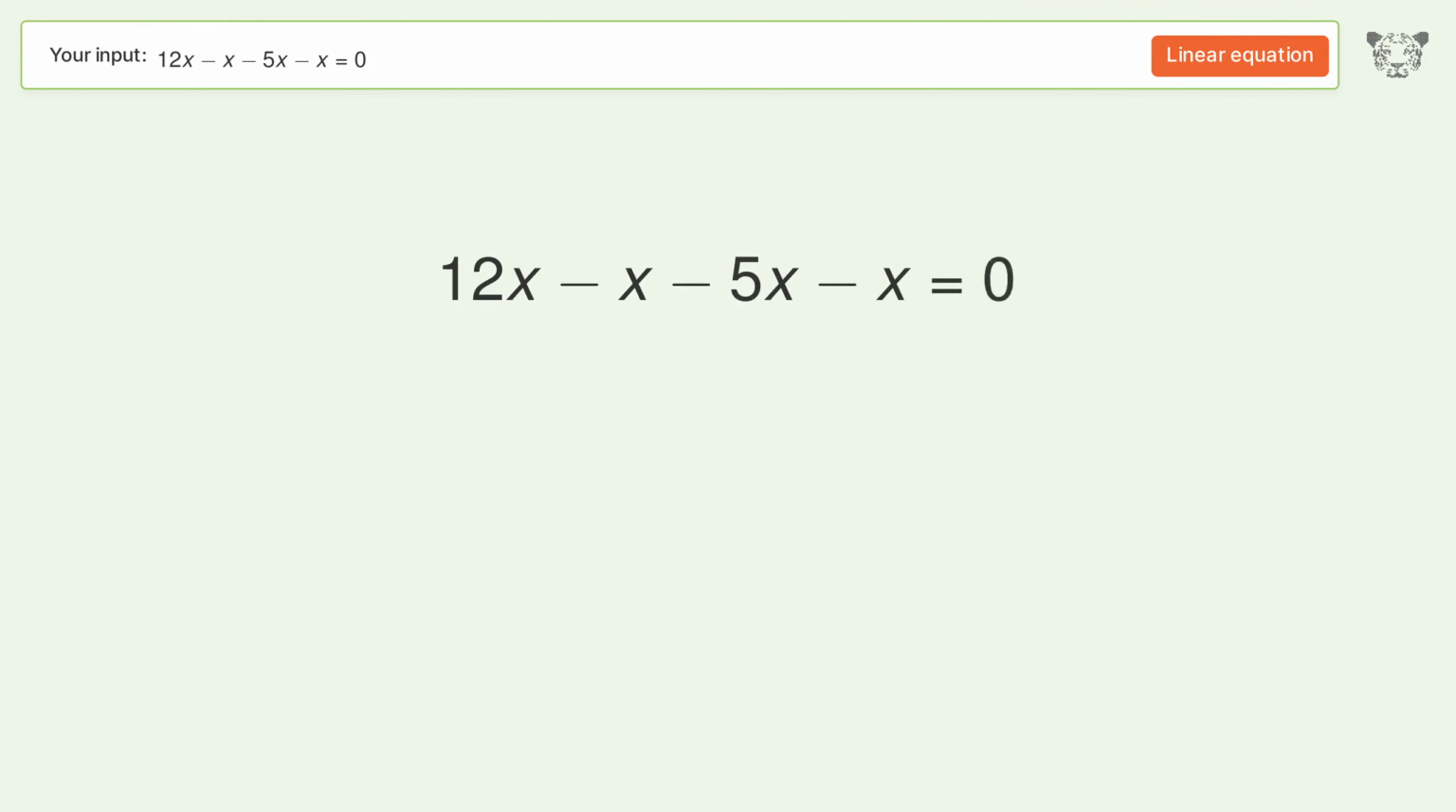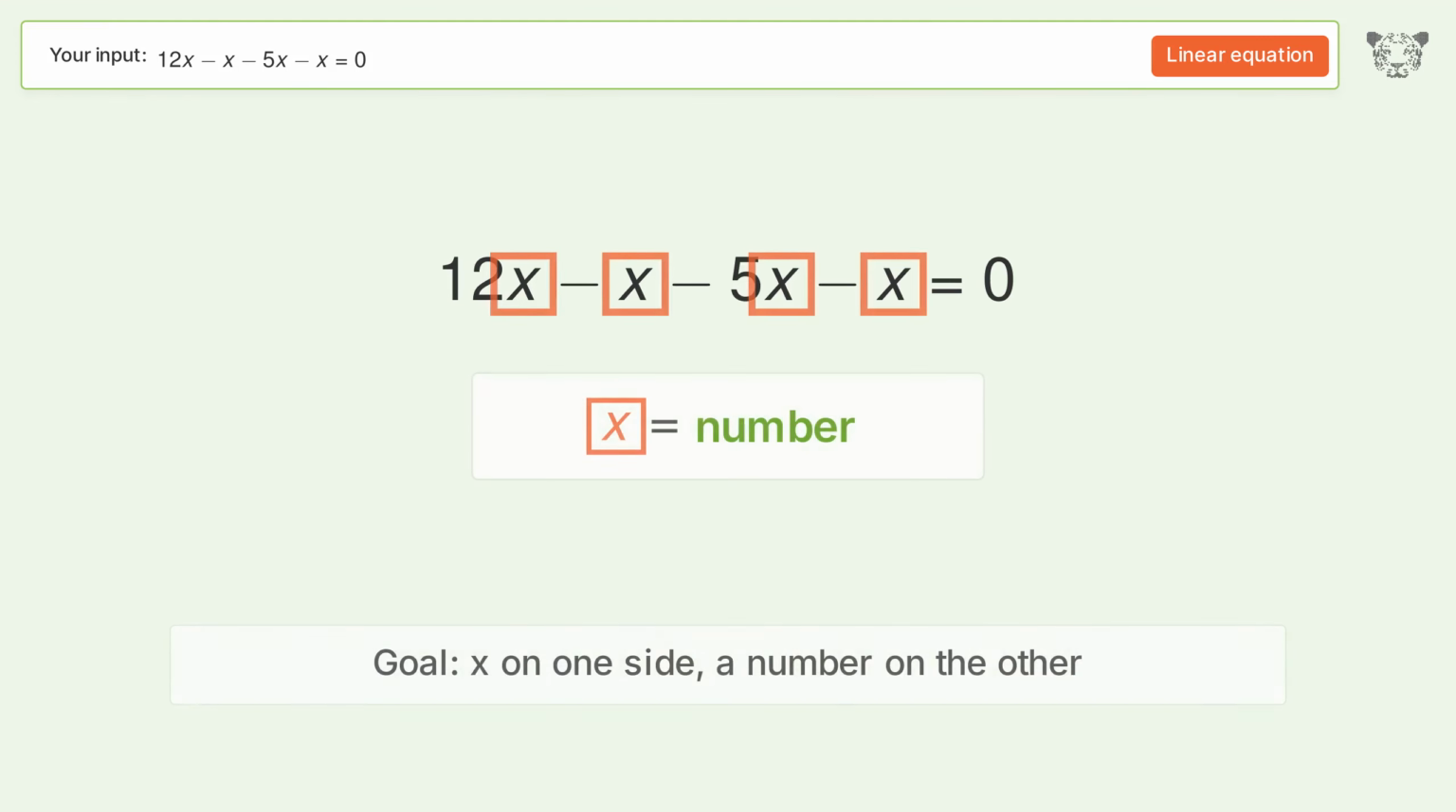Here is the linear equation we are asked to solve. 12 times x minus 5 times x minus x equals 0. Solving means leaving the variable alone on one side, with a number on the other. Let's do this step by step.